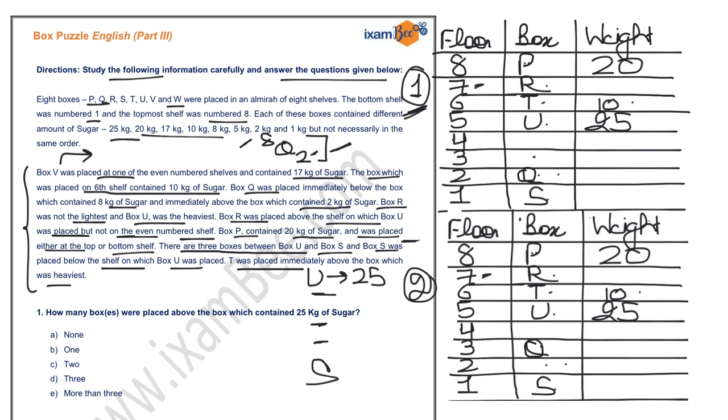So as per my case number 1, if Q is at position number 2, the box which contains 8 kg must be here and the box which contains 2 kg must be here. Accordingly 8 and 2 are over here in your second case. Now if you read this condition, that your box V was placed at one of the even number shelves and contains 17 kg of sugar.